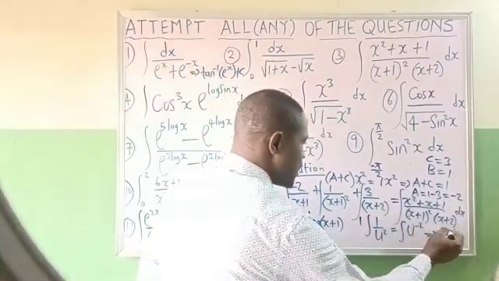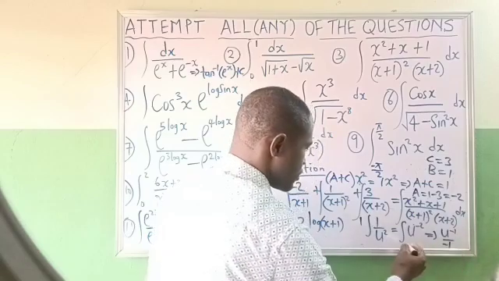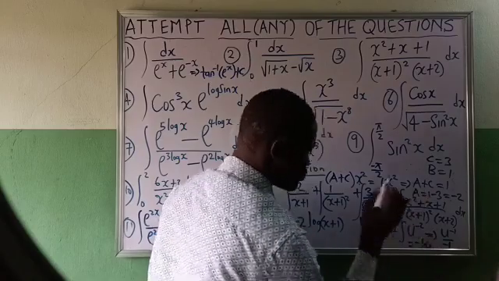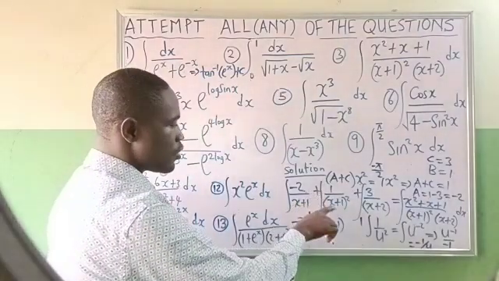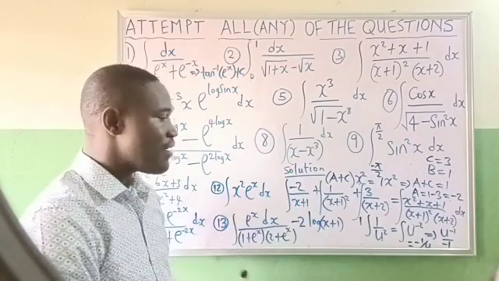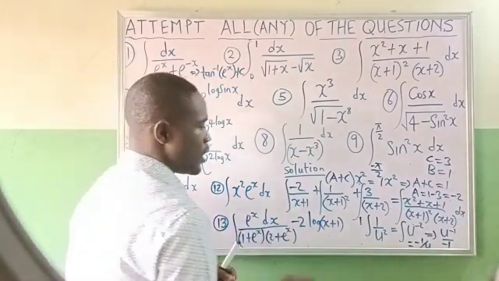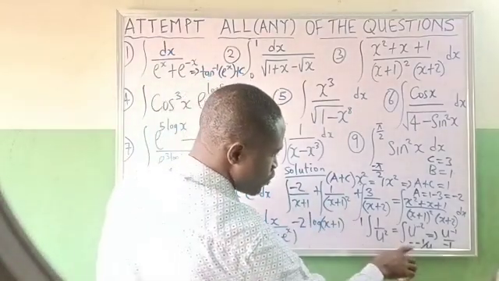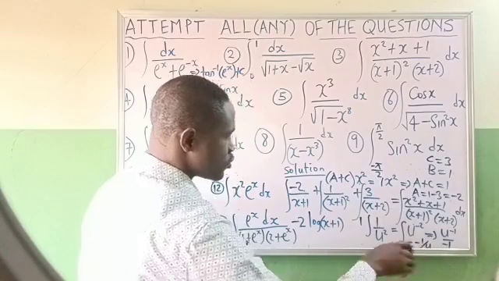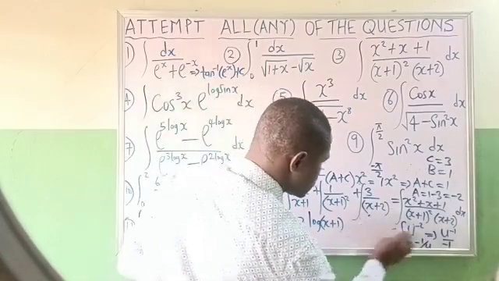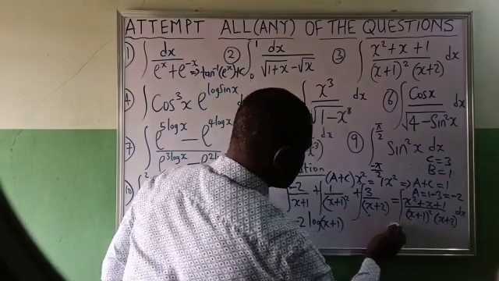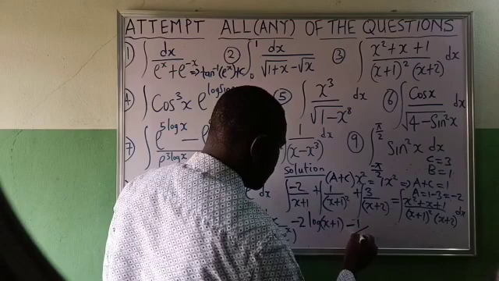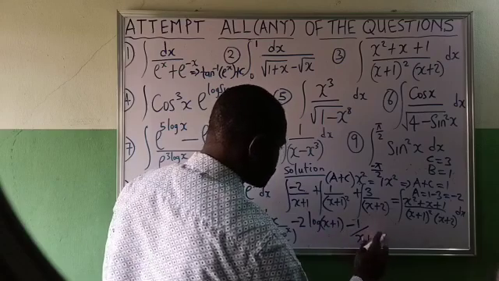Then my answer will be minus 1 over u. So if I integrate 1 over x plus 1 squared, I'll be having minus 1 over u. And my u is x plus 1. So it will be minus 1 over x plus 1. I will write it as minus 1 over x plus 1.